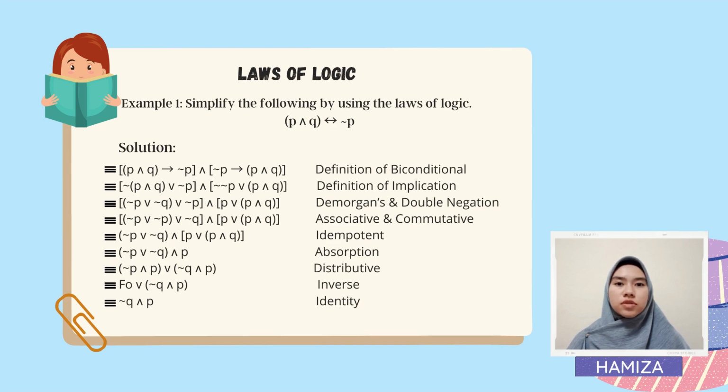After that, we use absorption because we have different symbols and we have two same propositions, which is P or in bracket P and Q, so we get P. After that, we use distributive because we have different symbols, so in bracket negation P and P, and then we use inverse because in bracket negation P and P we get F0. Lastly, we use identity because F0 or in bracket negation Q and P we get negation Q and P.